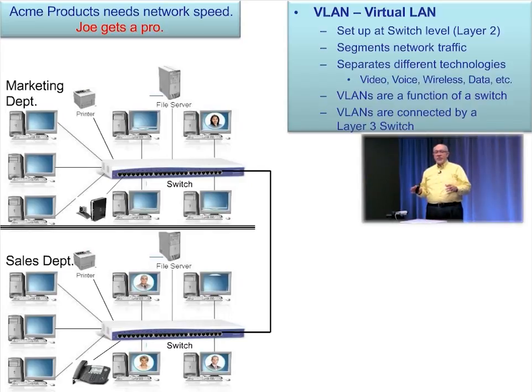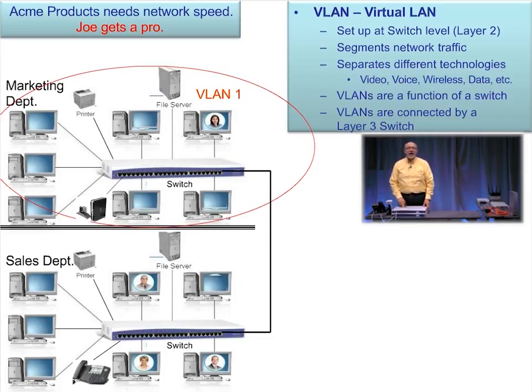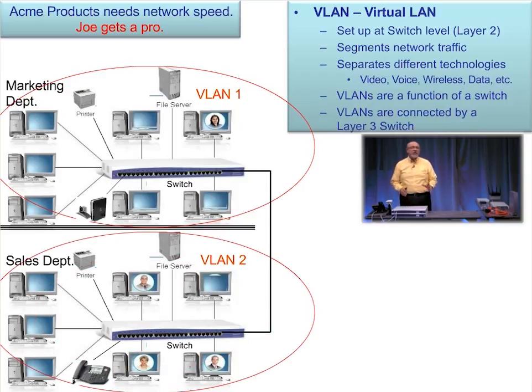What we need to do, the professional says, is we need to segment your network. We need to divide your one big local area network up into two smaller local area networks. And we're going to do that with a function of the switch called a VLAN, Virtual Local Area Network. And so we're going to take your upstairs switch and make it VLAN 1. And your downstairs switch will be VLAN 2. And now we can segment the traffic into pieces.